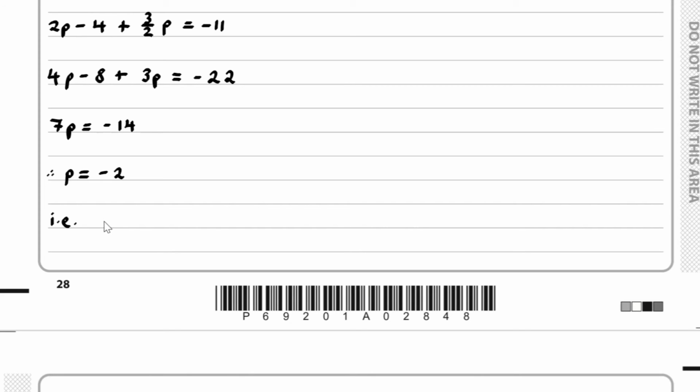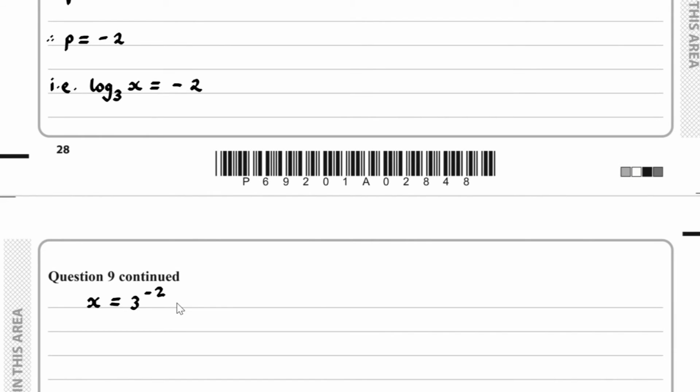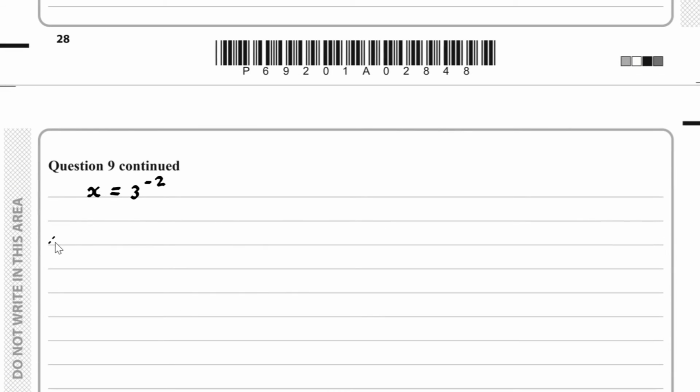So we have log base 3 of x equals -2. So x is equal to 3 raised to the power of -2, and therefore as a fraction it turns out x is equal to 1/9.